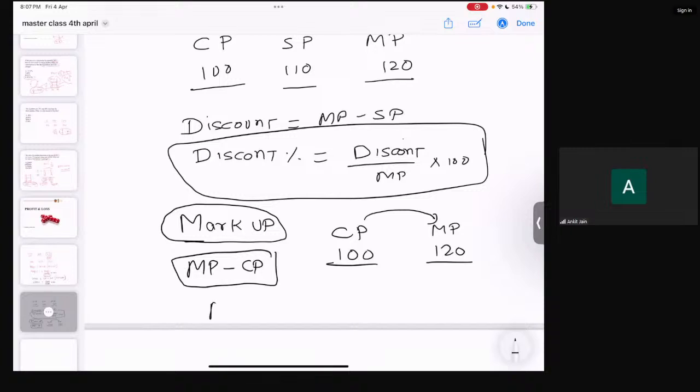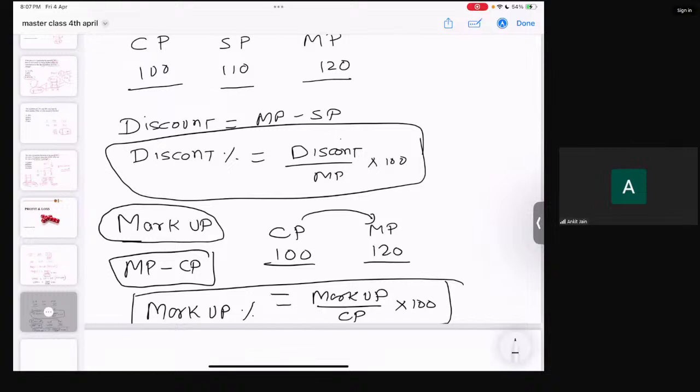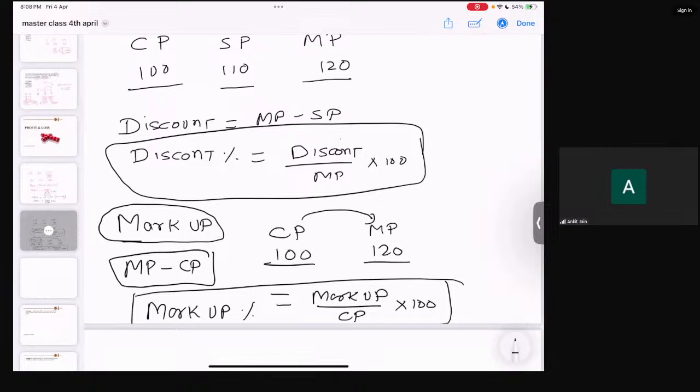So you can also calculate the markup percentage. For markup percentage, the base is always the cost price. So markup upon CP into 100. The base is cost price because we are doing markup on cost price. So for discount, the base is mark price. For profit and loss, the base is cost price. For markup, the base is also the cost price. Any doubt till now, you can ask. This is the theory part, the conceptual part.